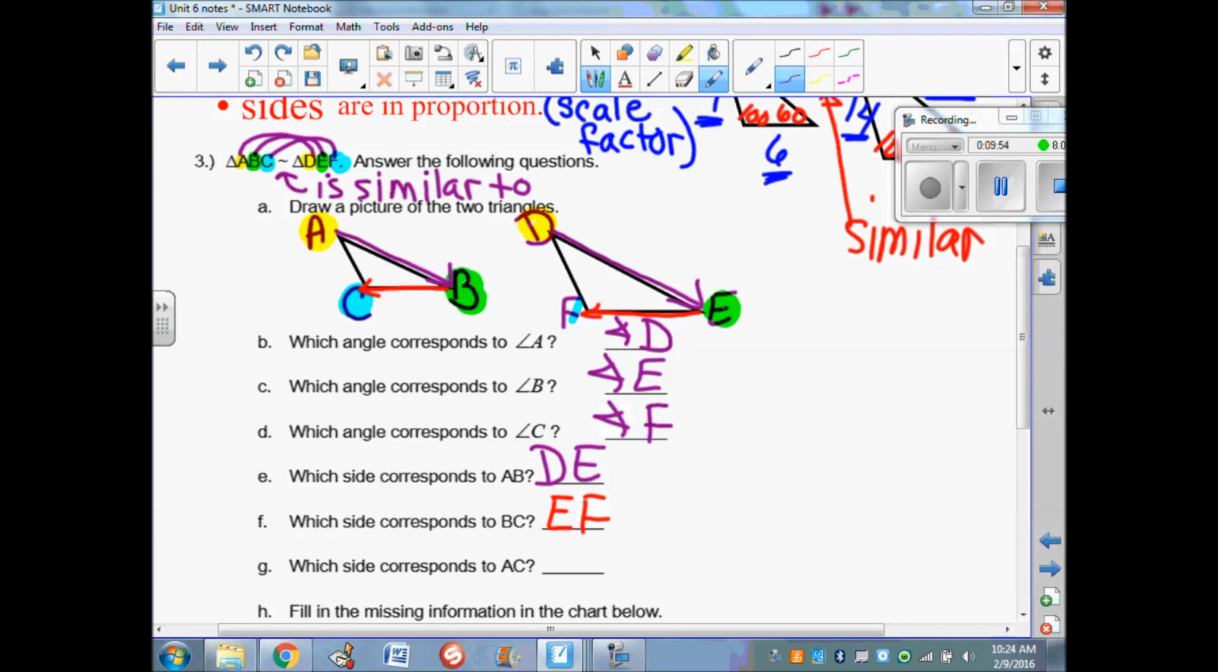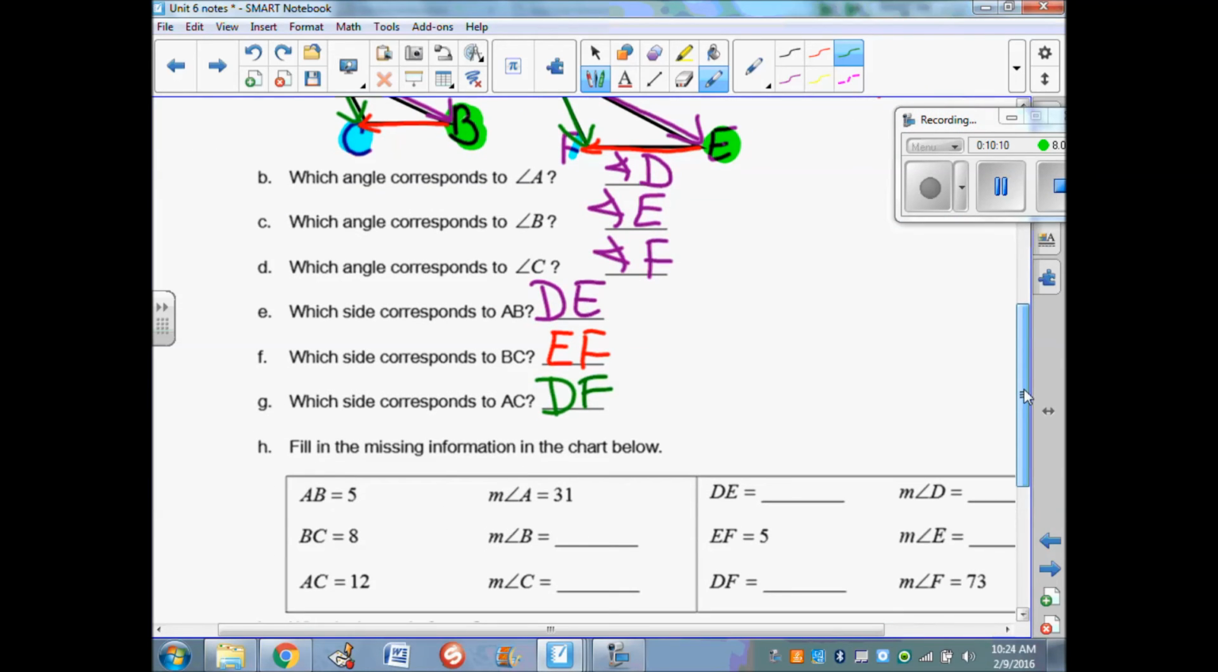Which side corresponds to AC? A to C in that direction, I'd have to go from D to F. And I have to label it in that order. Okay? Corresponds means same position, different triangle.